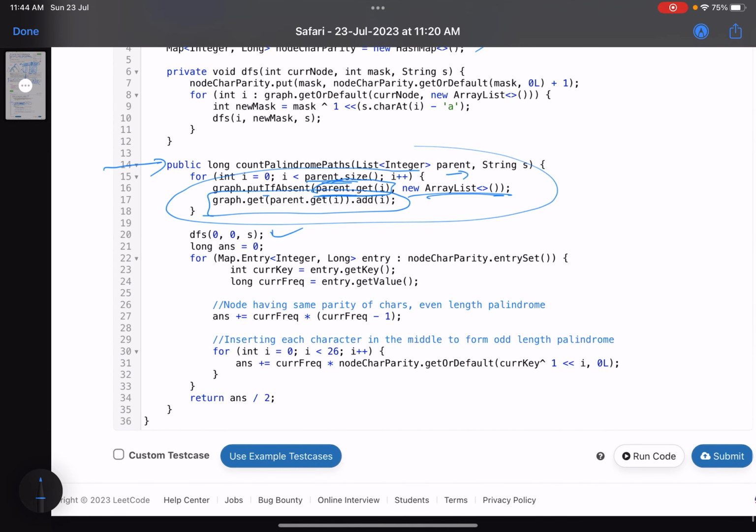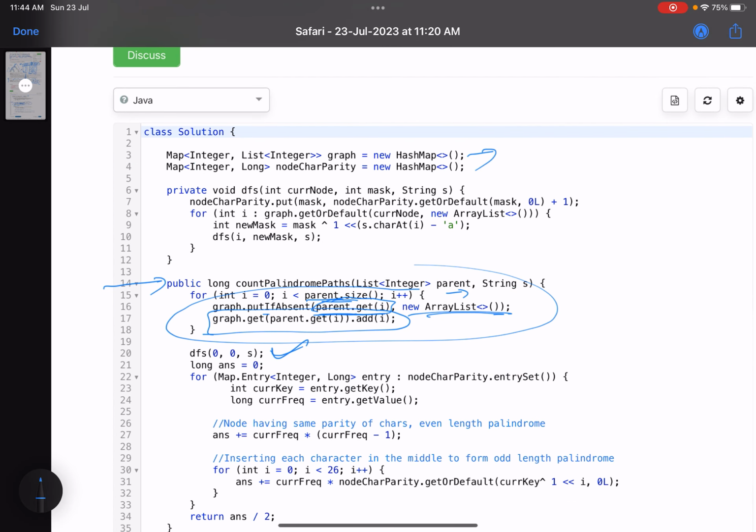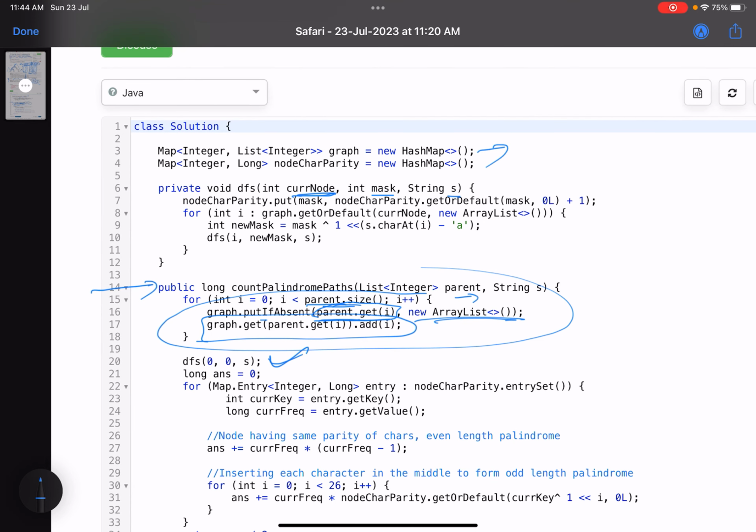So let's call the DFS function. This is the current node I am considering, the current mask, because I don't know the parity of any character till now, and this is the string S. Remember, every character represents the character present between the current node and its parent, and so on, right? Now let's do that. So this is the graph, and this is another map that I've taken. So this is the mask, and how many nodes have this particular mask, right? The count, basically the count. So that's what I've done.